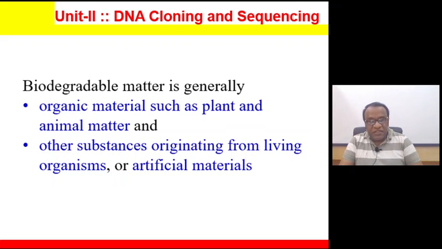So it is generally the organic material such as plant and animal matter, and other substances originating from living organisms, and most important is artificial materials. These artificial materials include polychlorinated biphenyls, polyaromatic hydrocarbons, radionuclides, and metals.